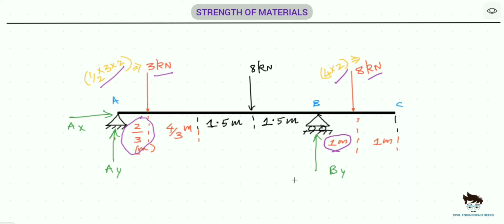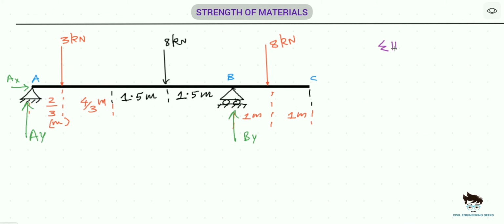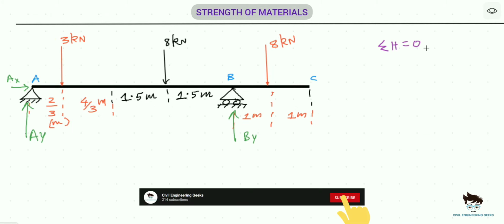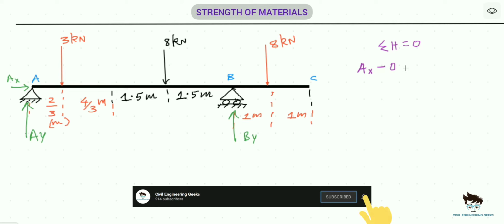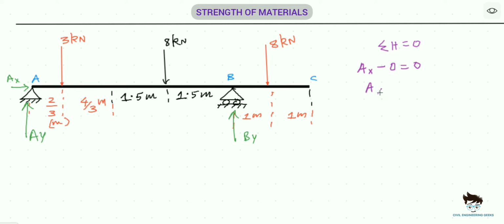We can now directly jump on to determining the reactions. First, using summation of H equals 0, we will get AX minus 0 equals 0. So obviously AX will be equal to 0. Why is it 0? Because there are no other horizontal forces acting on the beam.